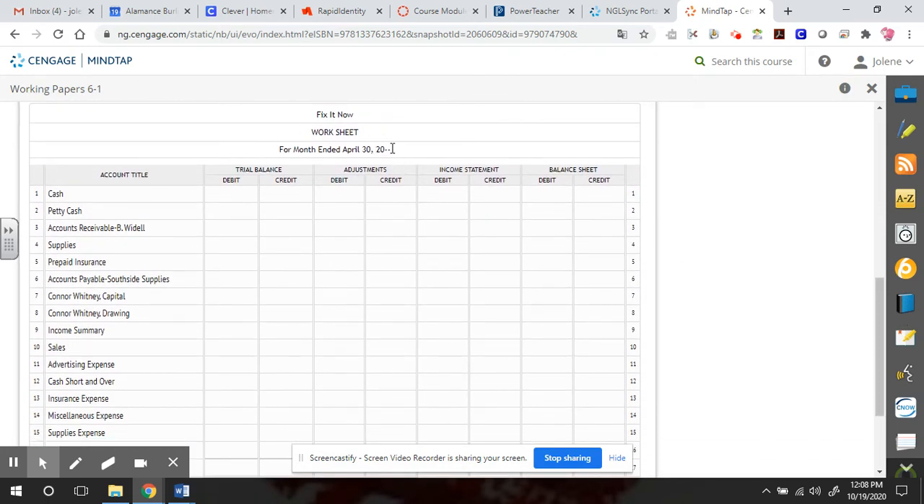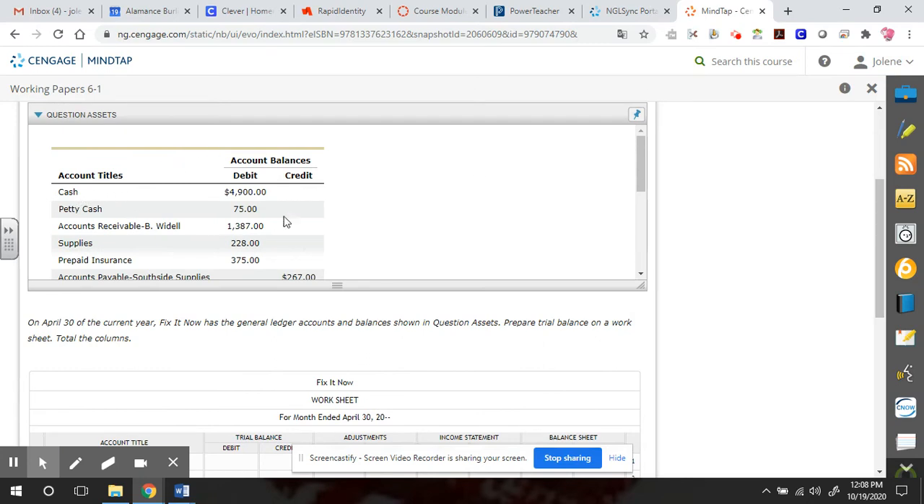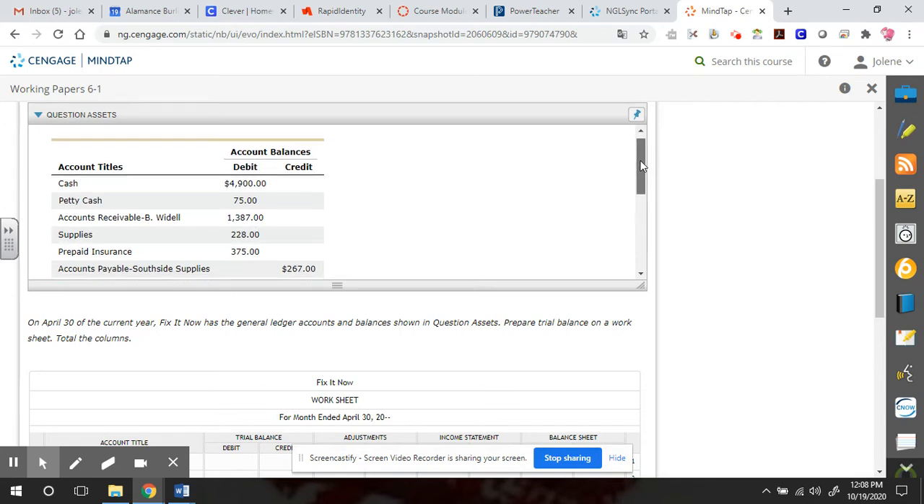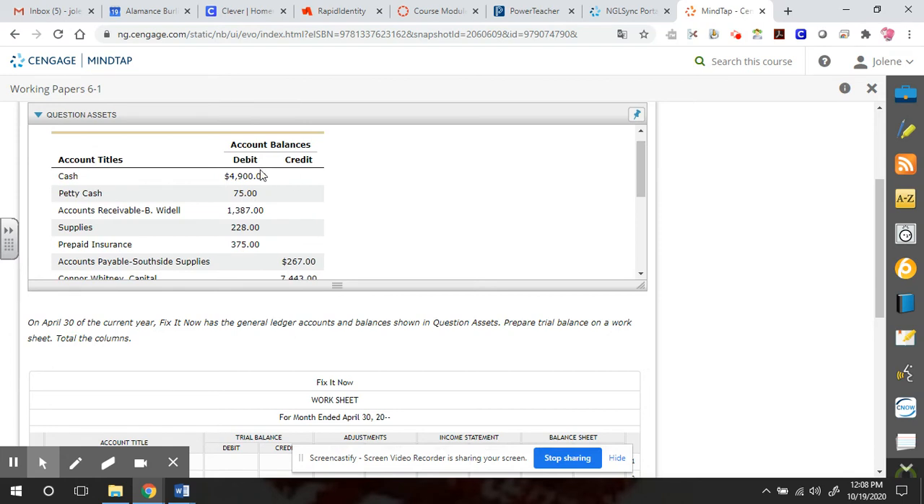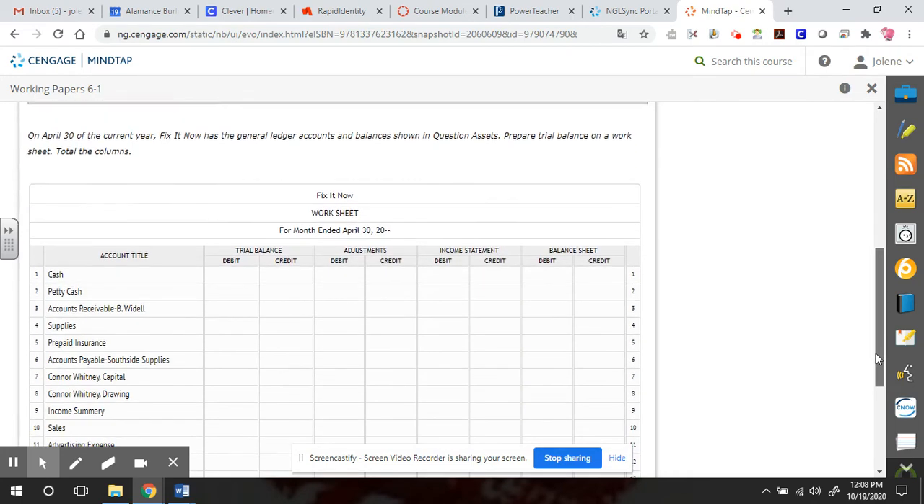Now I'm going to have to fill in the worksheet. We did the heading at the top, but now we have to fill in these first 2 columns of the trial balance. We get these dollar amounts from up here where they have listed their balances as of the end of the month for each of their accounts. If it's a debit up here, I leave it as a debit on the trial balance. If it's a credit up here, I leave it as a credit. I'm going to start with cash at $4,900.